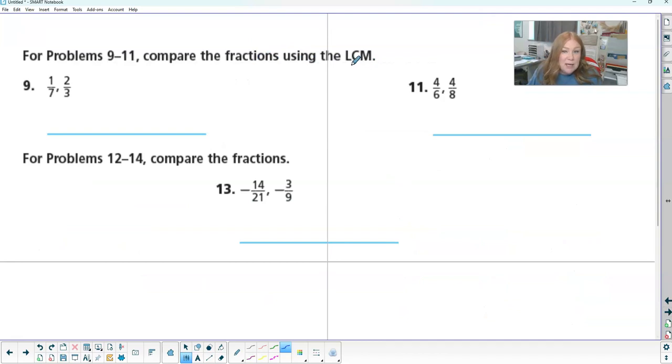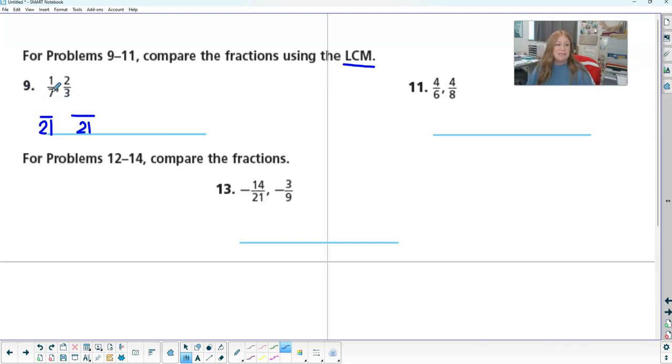Okay, at number 9, we are going to compare the fractions using the least common multiple. So we're going to find the number that they both can go into. So 7, 3 can't go into 7, 14, 3 can't go into 14, 21, they both go into 21. So we're going to use 21 as their least common multiple. It's the smallest number they both go into.